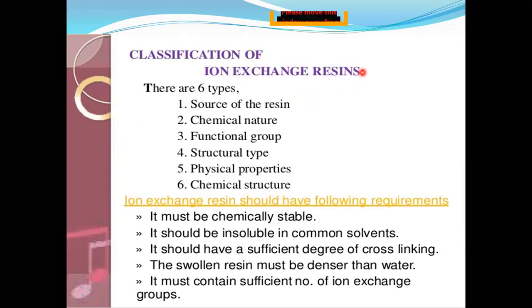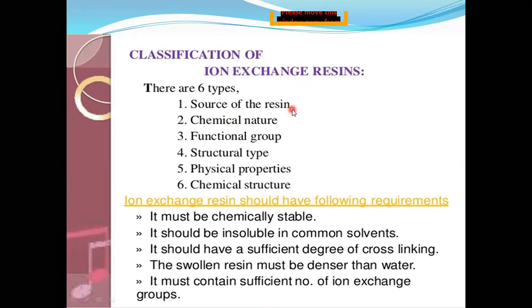One is the stationary phase, the second is the mobile phase, and the third is the solution or reaction mixture. Here our stationary phase is nothing but ion exchange resins. These ion exchange resins are of six types. Depending on the source or nature of the resin, these ion exchange resins are classified into six types.